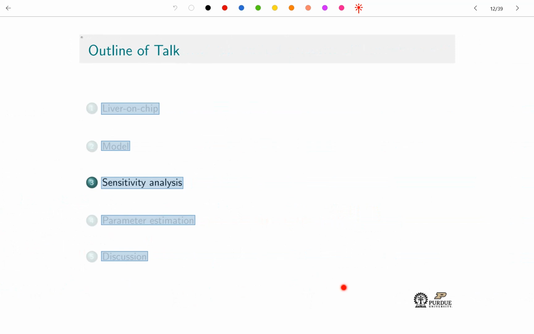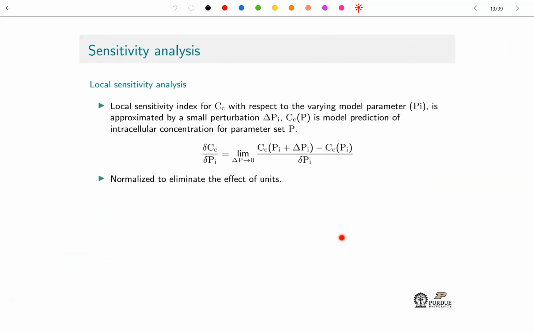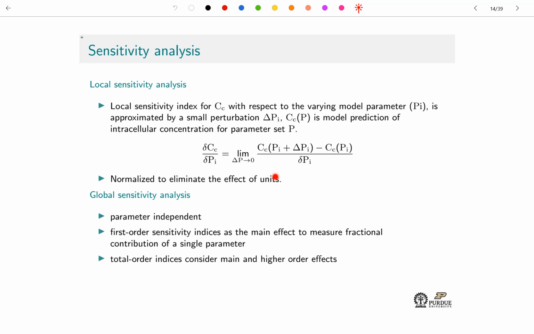Now, moving on to sensitivity analysis. We are doing both local and global sensitivity. For local sensitivity, we are analyzing the sensitivity with respect to the intracellular concentration, since clearance is considered through the intracellular compartment. The local sensitivity with respect to CC by varying the model parameter pi is represented as this. And we normalize this by pi to eliminate the effect of units.